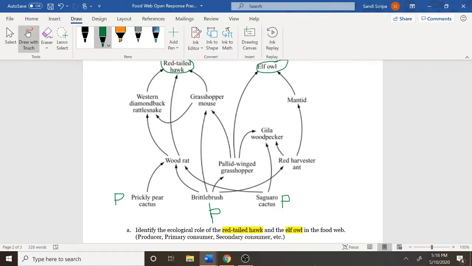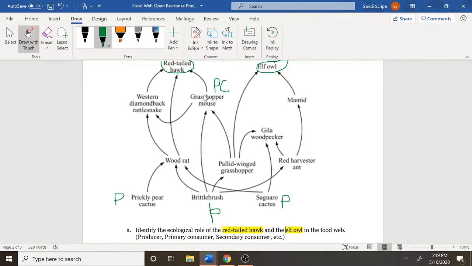All right, so if we start at the brittlebrush, just because it's in the middle, it goes a lot of different directions. I'm going to try and get as close to the red-tailed hawk as I can. So brittlebrush goes to grasshopper mouse. And remember, anything that eats a producer is a primary consumer. So that means our grasshopper mouse is a primary consumer.